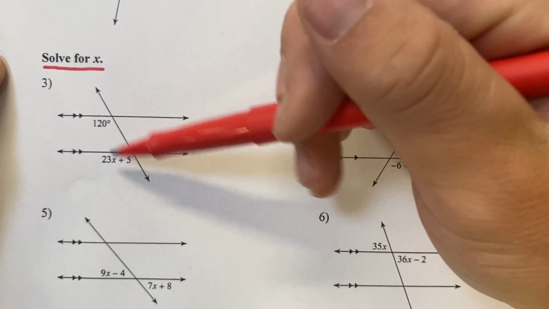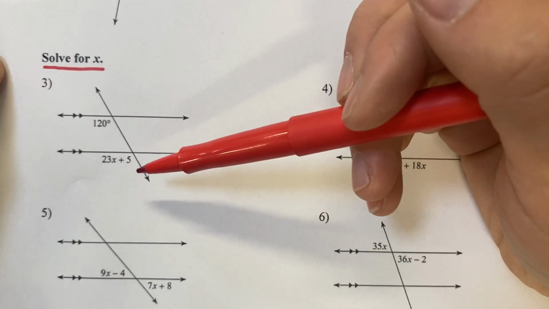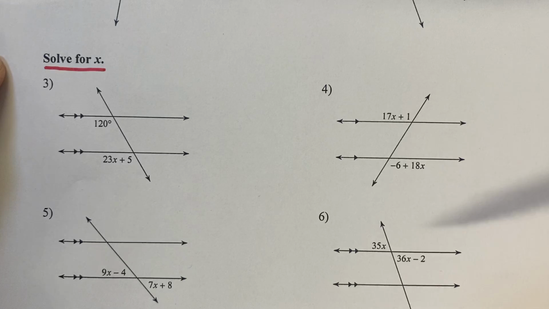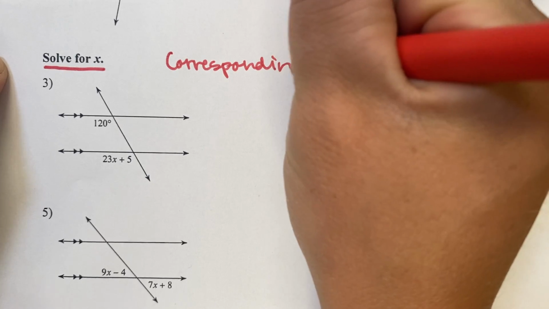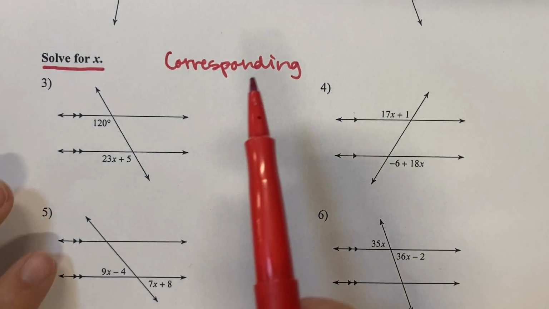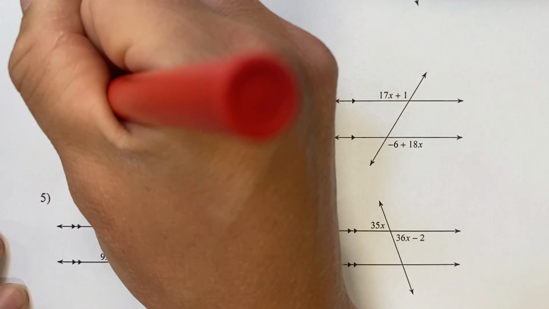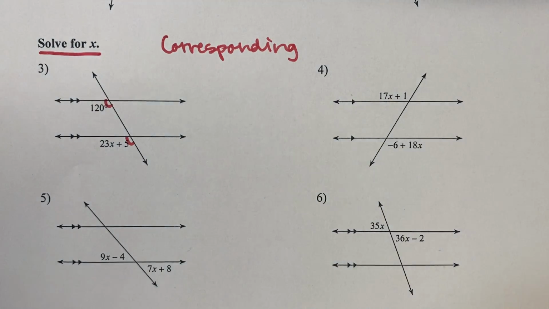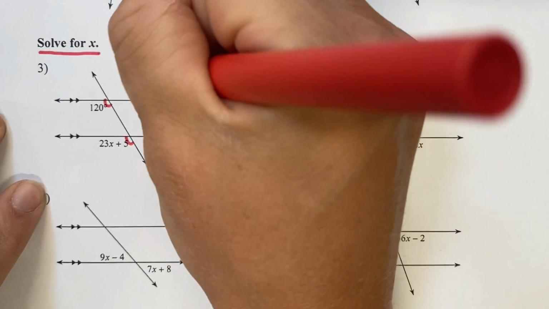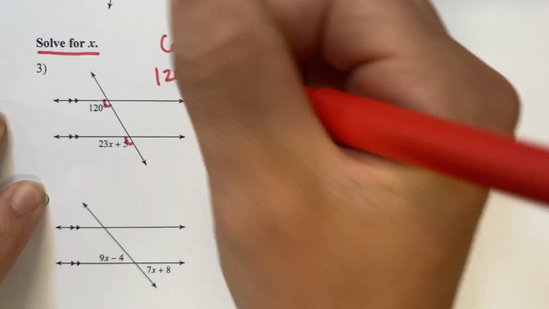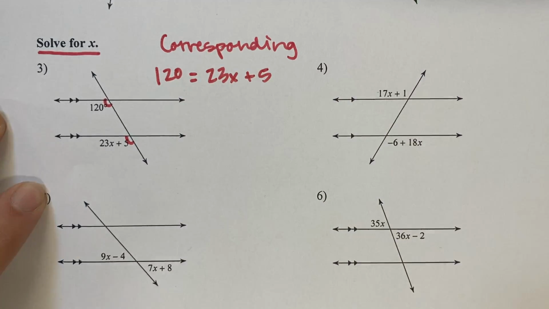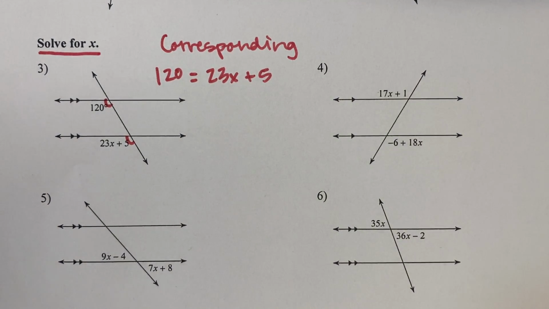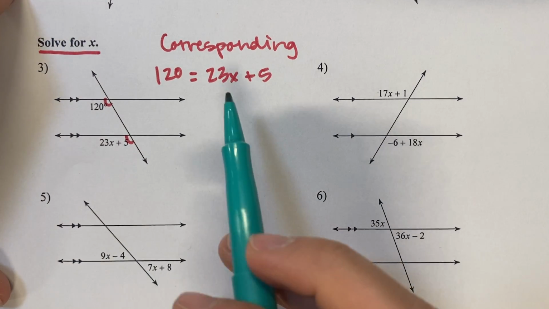So again, I see that they're both on one side, they're both on the left. But now we have one on the outside of my parallel lines and one on the inside. So again, that tells me corresponding angles. Well, let's look up what they are equal to. They equal each other, so that makes it easy. We're going to take one of our angles and set it equal to the other angle. So I have 120 for my first angle and set it equal to my next angle, 23x plus 5. Beautiful.